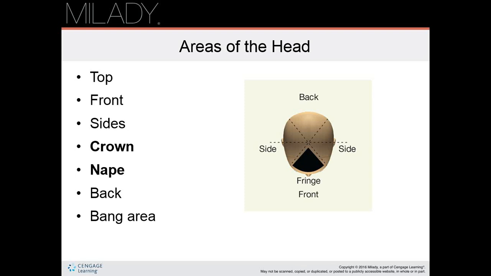Here, these are pretty straightforward. The top, the front, sides. The crown is that area between the apex and the back of the parietal ridge. So we'll touch more on the parietal ridge coming up. The nape is at the very back of the neck, at the base. And then the bang or fringe area, the lady says it is from the apex forward to the 2 front corners. And you'll see more about the 2 front corners as we progress.